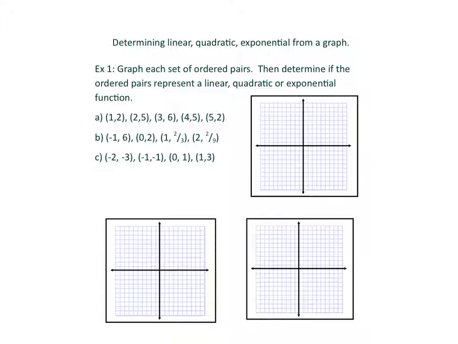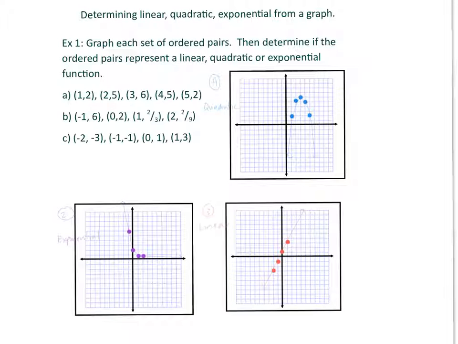Determining linear, quadratic, or exponential data from a graph. So our example 1, we are going to graph each set of ordered pairs. Then from the graph, we'll determine if the ordered pairs represent a linear, quadratic, or exponential function. Please take some time right now to graph the points from A, B, and C and determine which function they represent. As you can see, I've graphed the following functions, and A was a quadratic function, B was exponential, and C was linear.